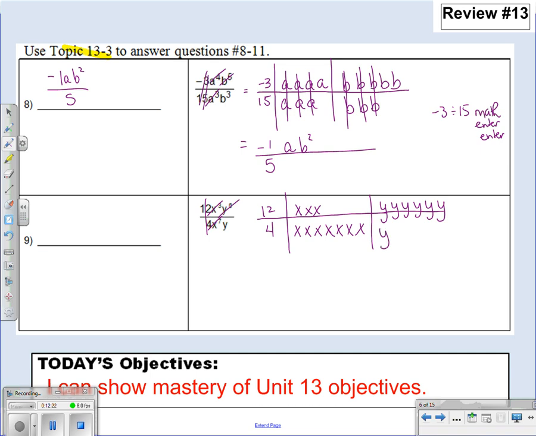Now we can simplify. Our 12 divided by 4 is going to give us a 3. Since it's a whole number, it stays in the top. Cross out my x's. We have 4 x's at the bottom. Cross out the y's, and we have 5 y's on top. So our final answer is 3y to the 5th on top and x to the 4th on the bottom.